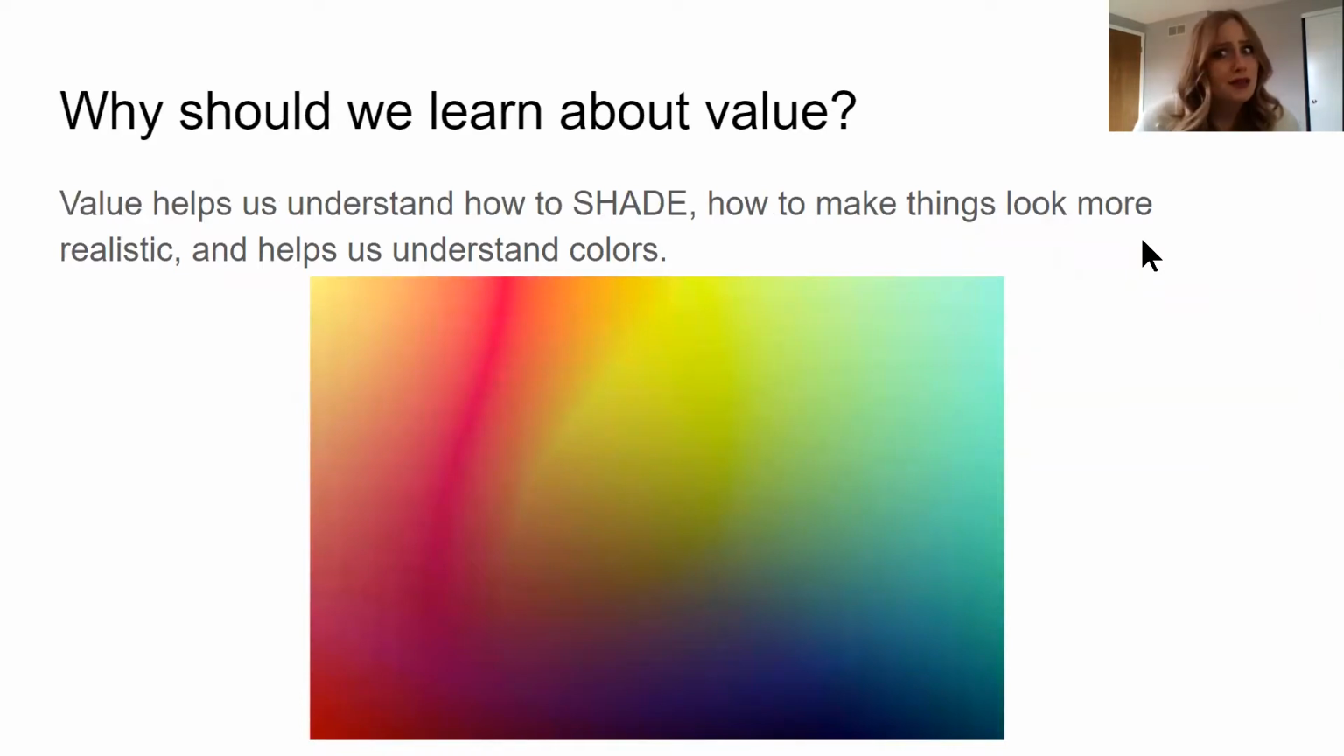So why should we even learn about value, Mrs. Mahan? Well, value helps us understand how to shade, how to make things look more realistic, and helps us understand different colors. Because you can have red, then you can have light red and dark red, or mauve, or burgundy. Those are all shades of red. They're all just different. So we have names for almost all the colors ever. Especially when you're shopping for paint, like at Home Depot, you can see different values of color.